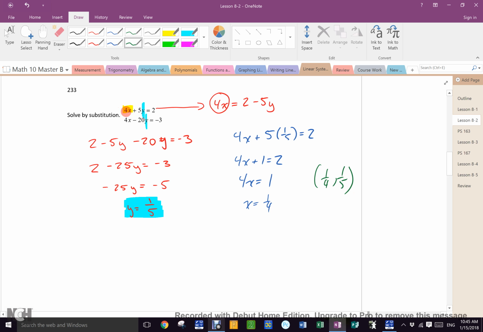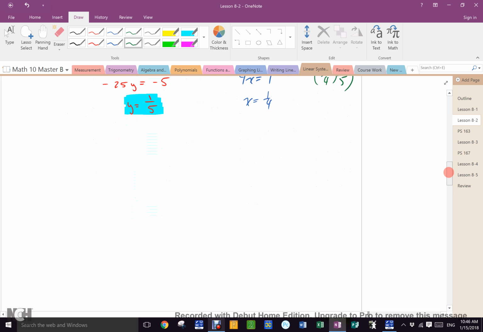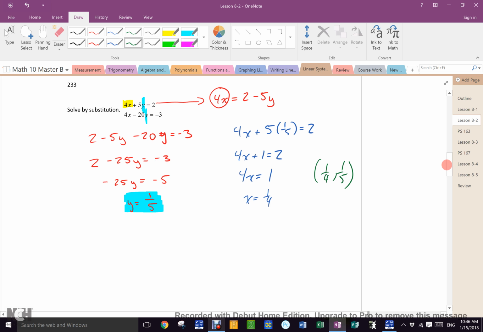Do we check it? What's 4 times a quarter? 1. What's 5 times a fifth? Is 1 plus 1 2? What's 4 times a quarter? What's 20 times a fifth? 4. Is 1 minus 4 negative 3? So are we right? Is everybody good with substitution?